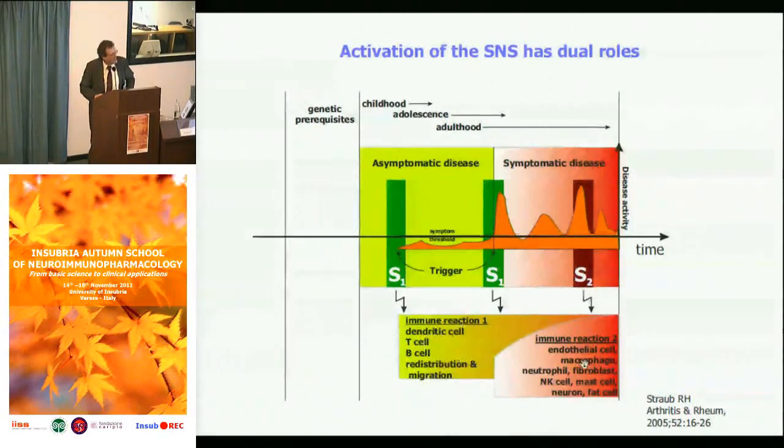as compared to the situation in a later phase. Because in the later phase, when the disease breaks out, you have other cells that get involved, like the neutrophil, like the fibroblast in the tissue, like the mast cell in the tissue, the NK cell, and another cell. And here, the influence of the sympathetic nerve fibers is probably completely opposite compared to this side. This is a suggestion. This is a hypothesis. And it needs to be studied, and we are still studying it.